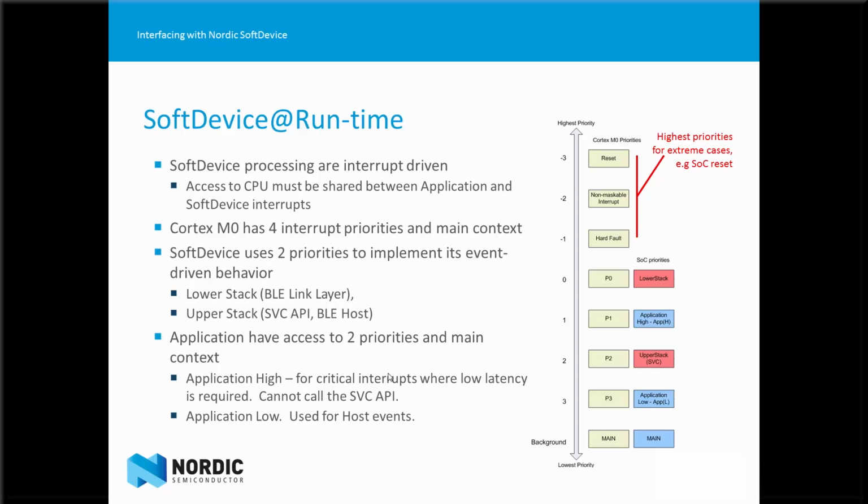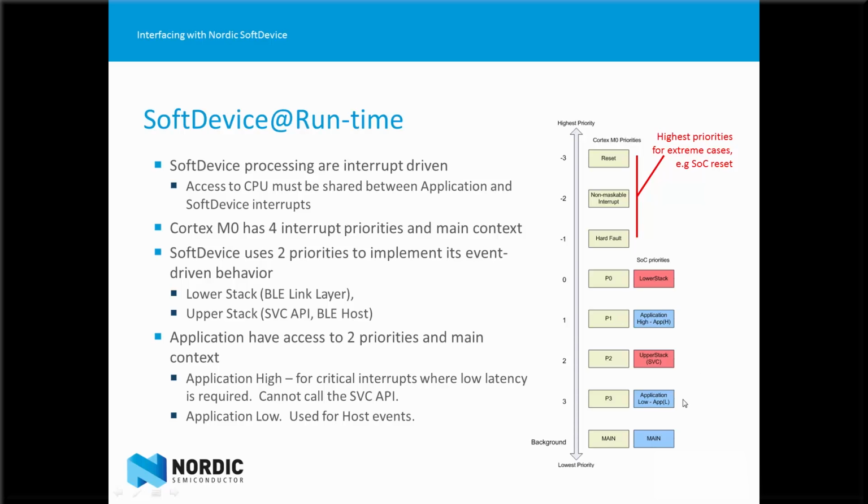The lower stack is the highest priority, which is used for radio events or protocol events, and the BLE link layer. And you have the upper stack, which is the SVC calls with the API and the BLE host. The application has access to two priorities and a main context. So you have app high, which you can use for critical interrupts where you need low latency, for example a sensor or something like that.